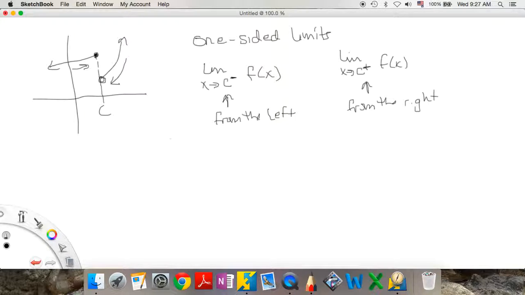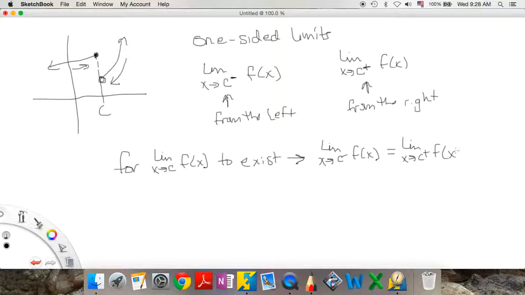Now, for the limit to exist, you have to have the condition where the limit from the left is equal to the limit from the right. Now you can look at this particular function here and see from the right we're going to get way down here, and from the left we're going to get way up here. Those are not going to be equal, which means that the limit as x approaches c of this function does not exist.